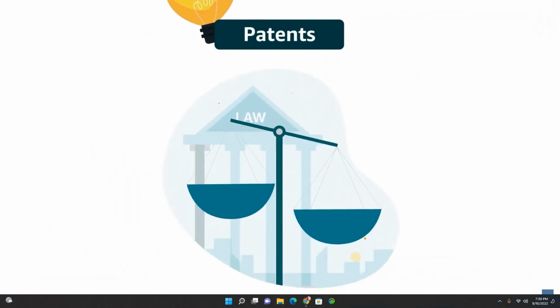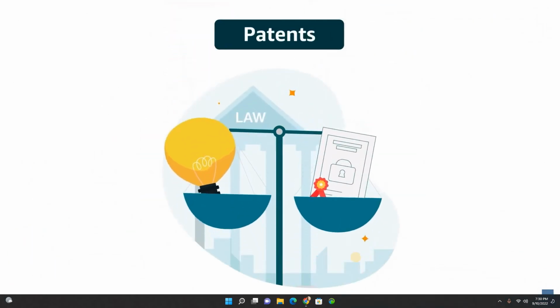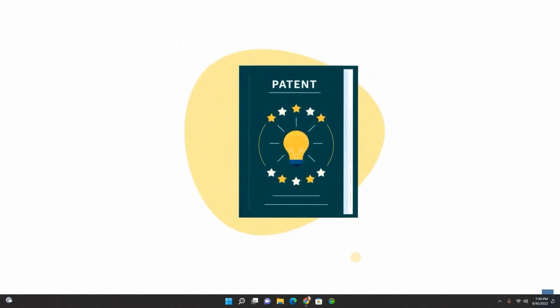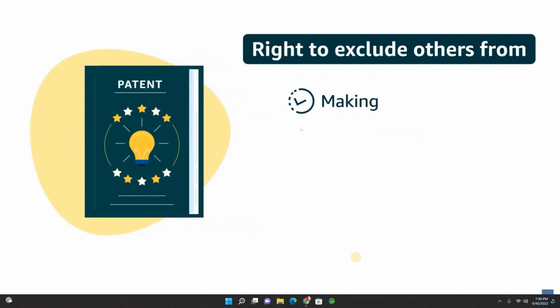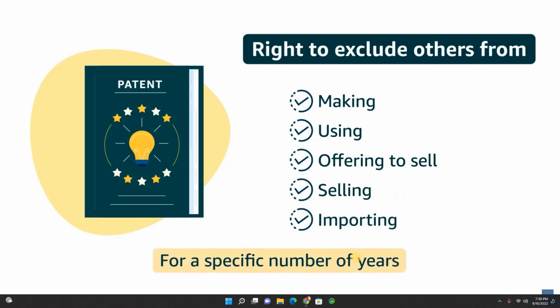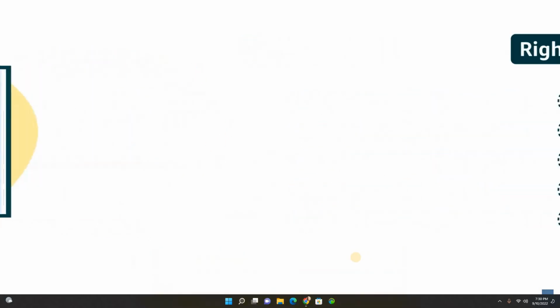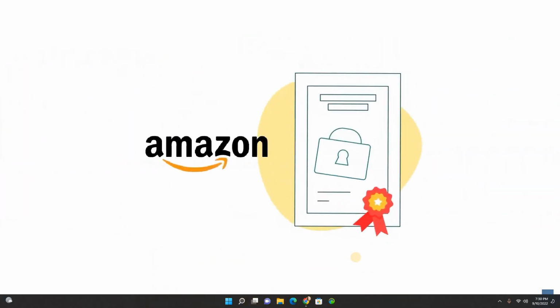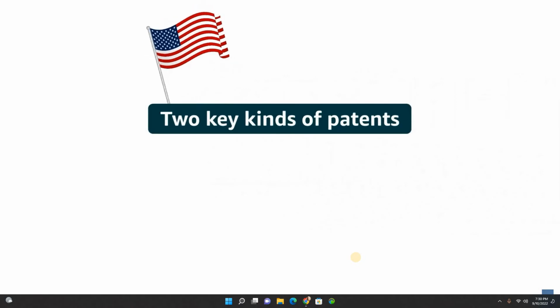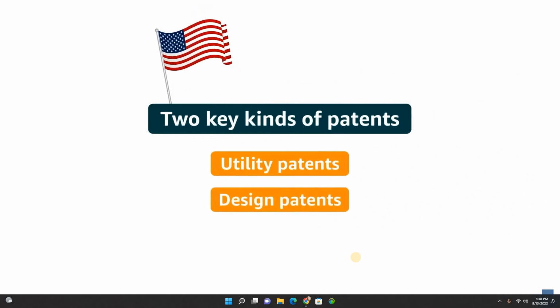3. Patents. Patents are legal protections for inventions. A patent grants the owner of the patent a right to exclude others from making, using, offering to sell, selling, or importing the invention into the United States for a specific number of years. For example, Amazon holds a design patent for the Amazon Echo speaker design. There are 2 key kinds of patents in the U.S., utility patents and design patents.